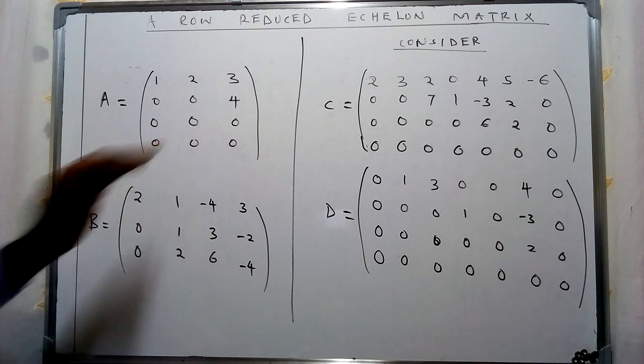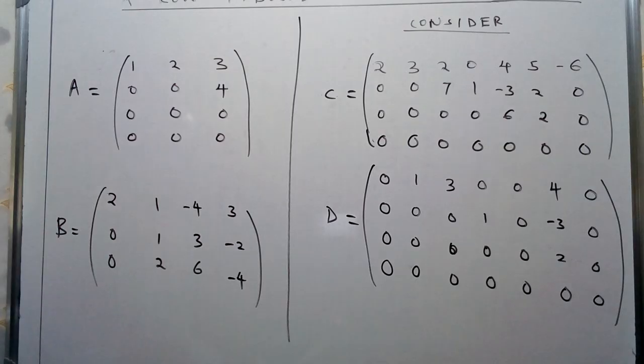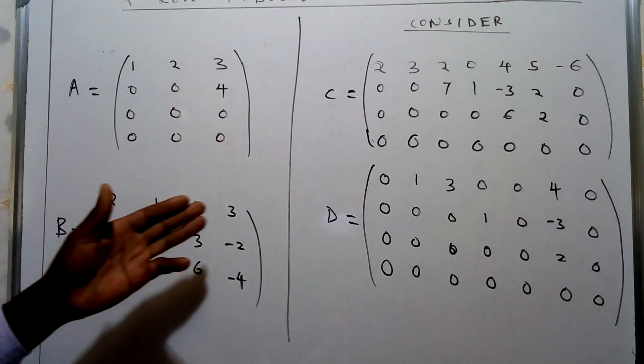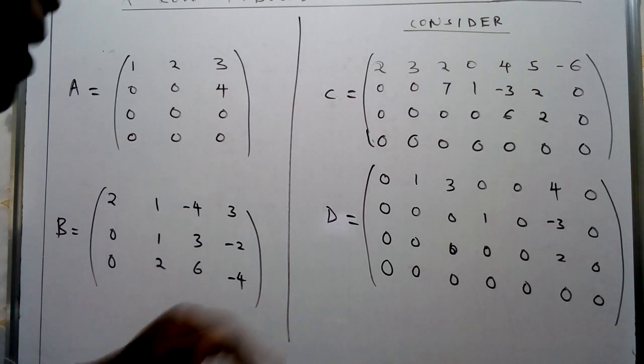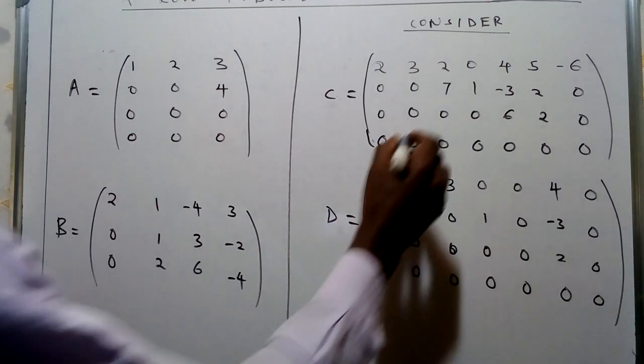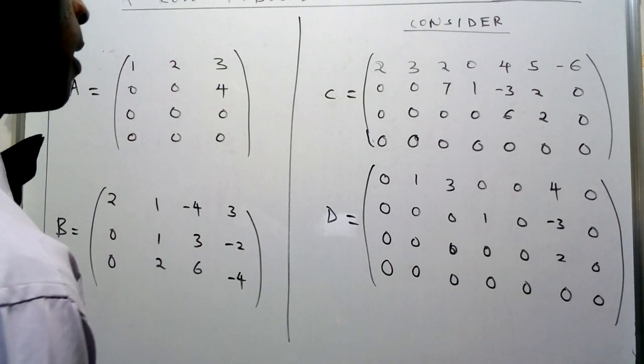Now, a matrix is defined as being in echelon form if the number of zeros preceding the first non-zero entry of a row increases row by row until we are left with only the zero rows. And of course, we're going to see that some of the matrices which we have given on the board consist of this specific characteristic.